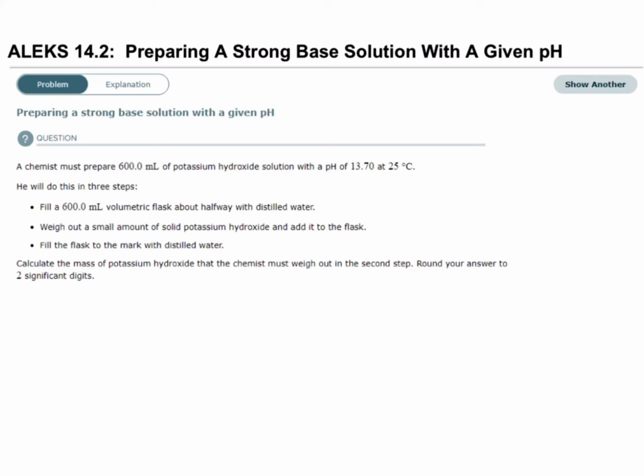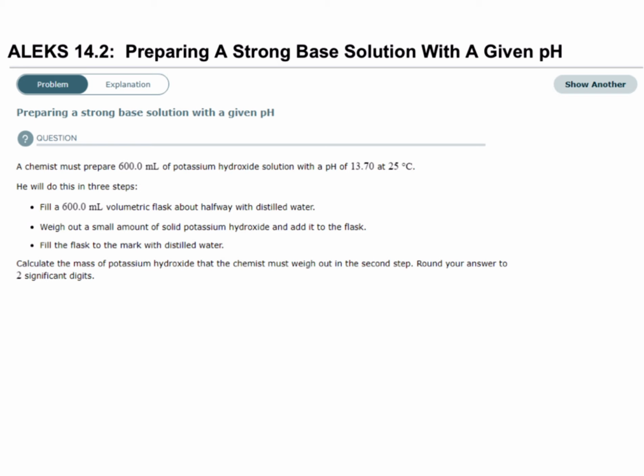We're going to work on an ALEKS problem that deals with preparing a strong base solution with a given pH. In this example, a chemist must prepare 600 milliliters of potassium hydroxide solution with a pH of 13.70 at 25 degrees Celsius. He will do this in 3 steps.